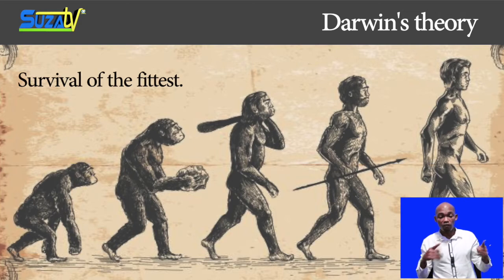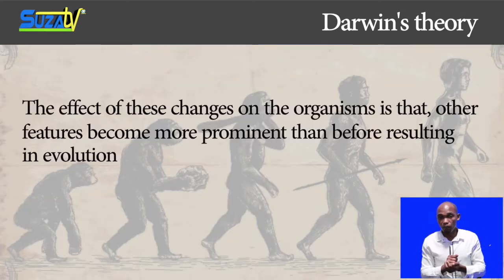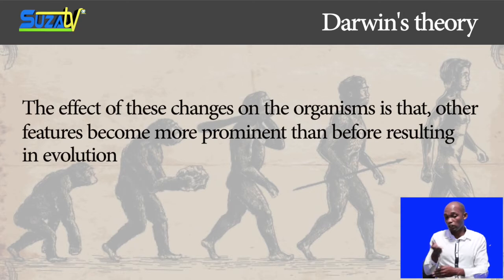Therefore, favorable variations accumulated in the species, enabling adaptation to the environment. This gives rise to a new species. A change in the environmental conditions favors other characteristics of the organisms. The effect of these changes on the organisms is that other features become more prominent than before, resulting in evolution.